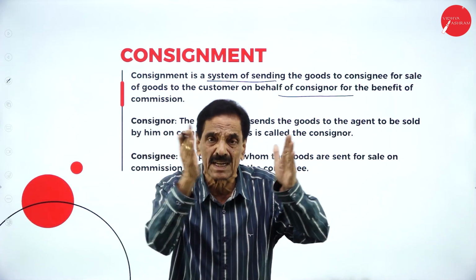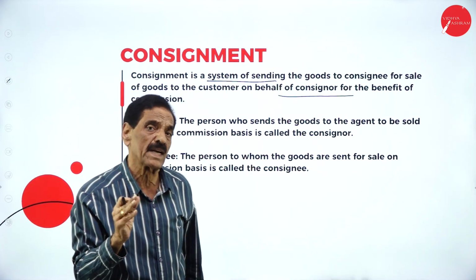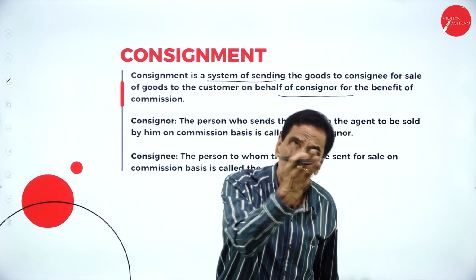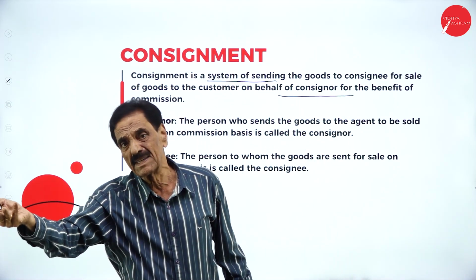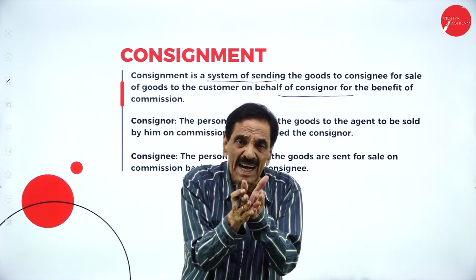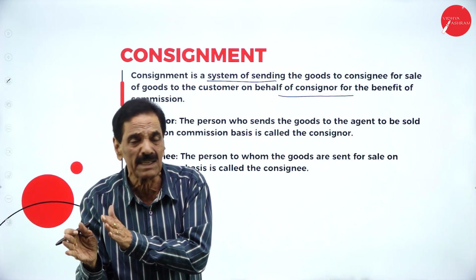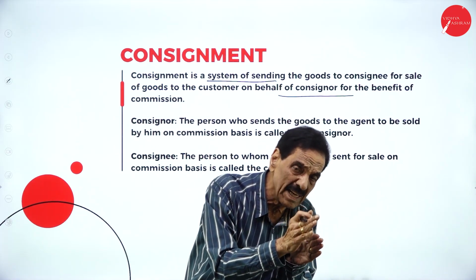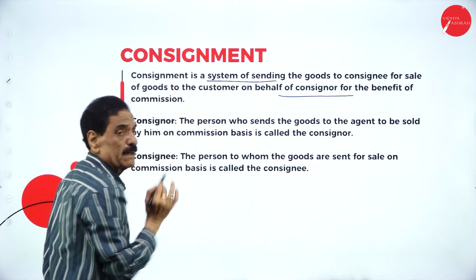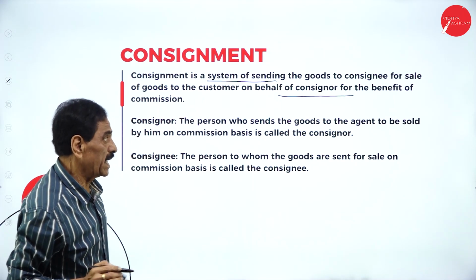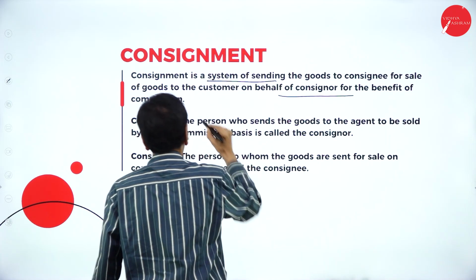The agreement between the consignor and the consignee we call as consignment account. What is consignment account? It is an agreement between the owner and the agent. Owner is called principal, whereas the other man who is selling the goods is called agent. The agreement between the owner and the agent is called consignment account. Owner is called consignor and the agent is called consignee. Here, consignment is a system of sending the goods to consignee for sale of goods to the customer on behalf of consignor for the benefit of commission.